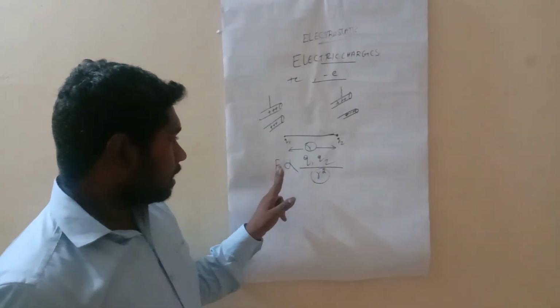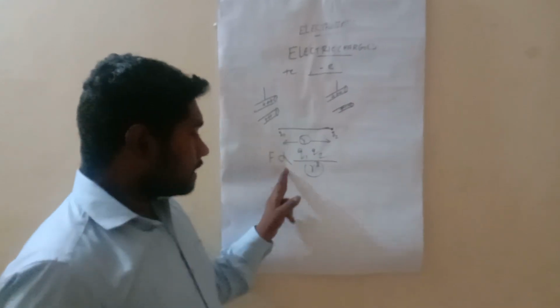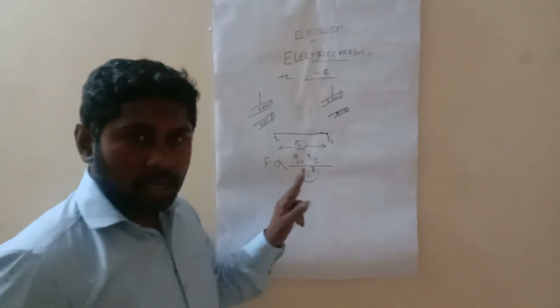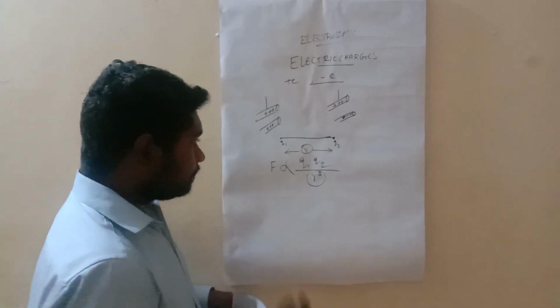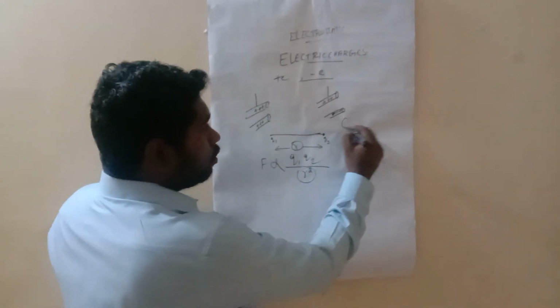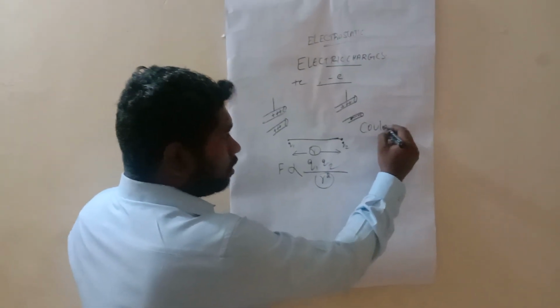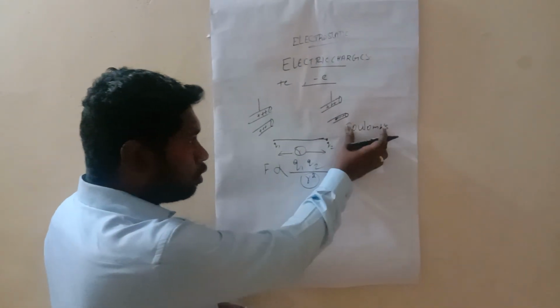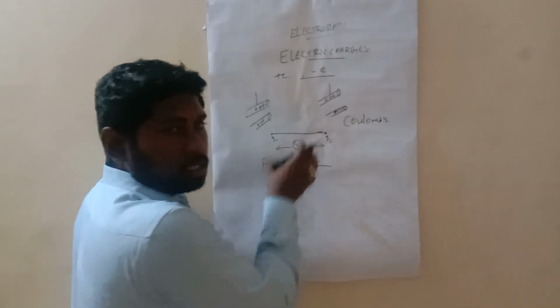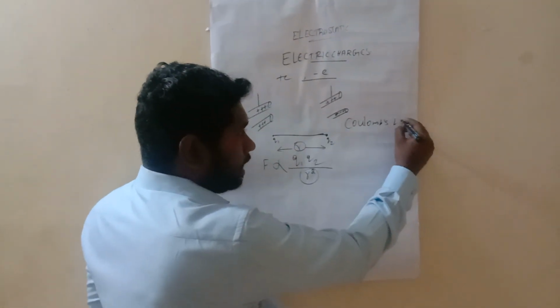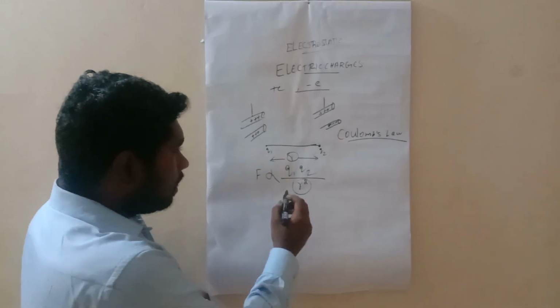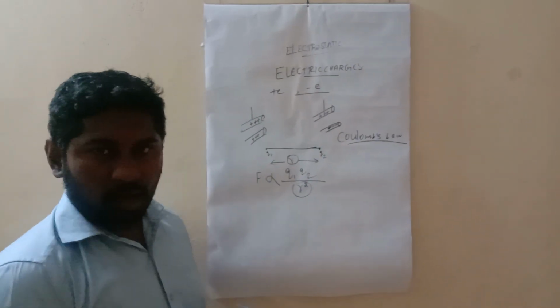So he describes that the force between these two charges is directly proportional to the product of the charges and inversely proportional to the square of the distance between them. This is called Coulomb's law. Why is it named Coulomb's law? Because the scientist Coulomb described this, so his name was given to this law. From this, we derive one small sum.